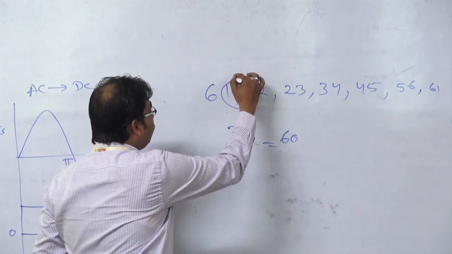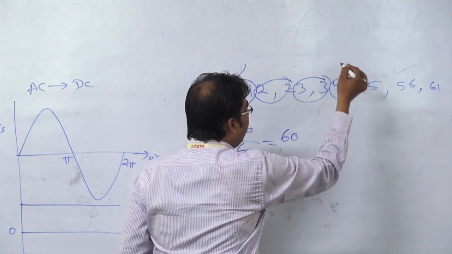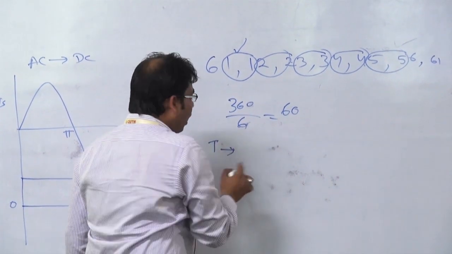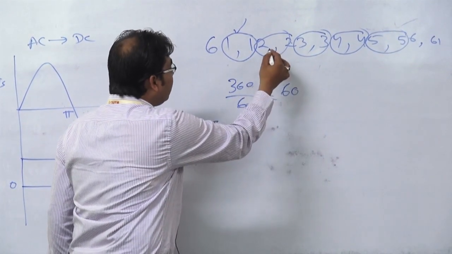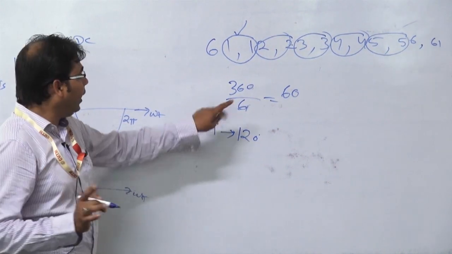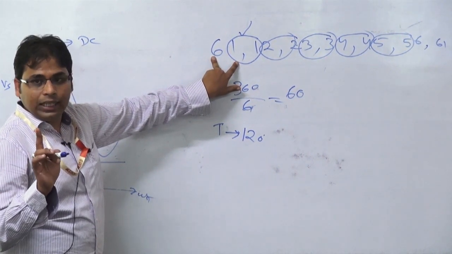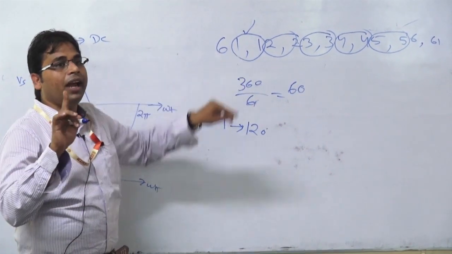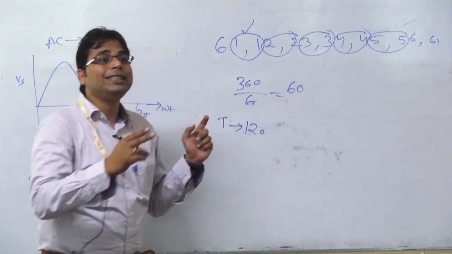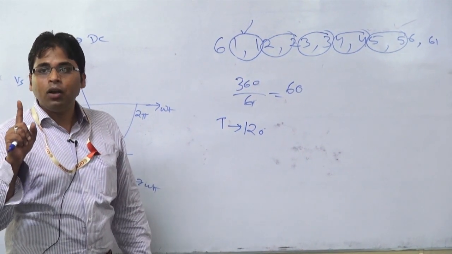Now in two durations, one thyristor is always overlapped. Here 2 is overlapped, here 3 is overlapped, here 4 is overlapped and here 5 is overlapped. Means one thyristor will conduct for how much duration? 60 plus 60, so 120 degree. Each pair will conduct for 60 degree. During one pair we will get one pulse, during another pair another pulse. Like that we will get 6 pulses per one cycle.